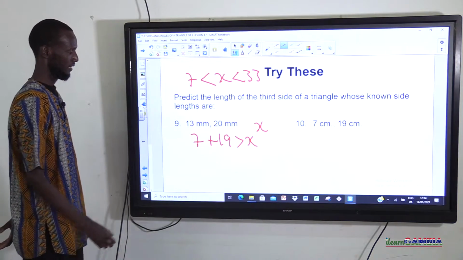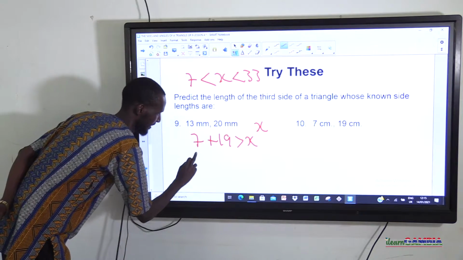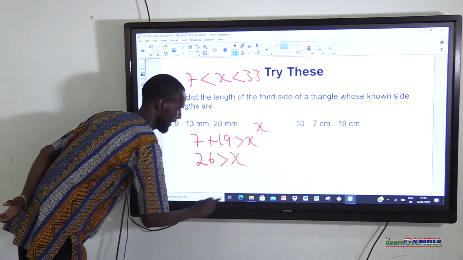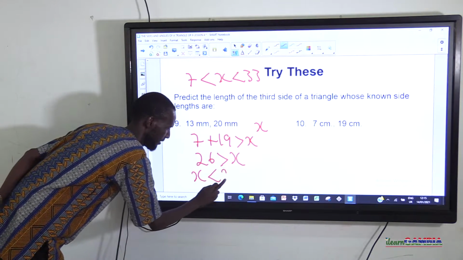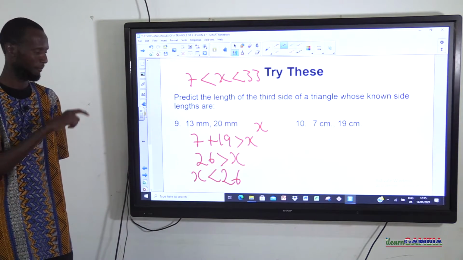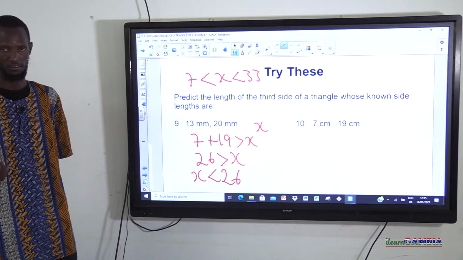Okay? And when you add this, you get 26. 26 has to be greater than our third side x, which means our third side x has to be less than 26. That's one condition. So we know here, from here now, that our third side has to be less than 26.